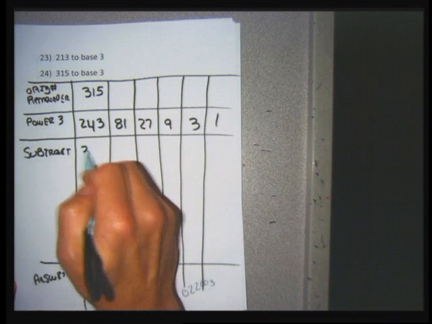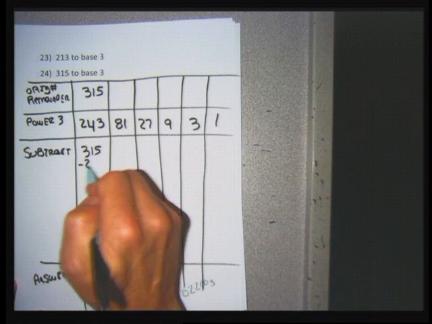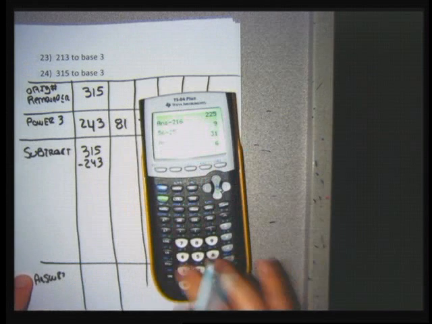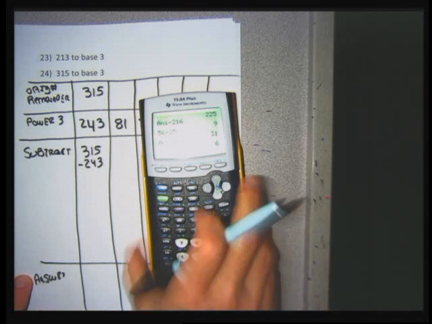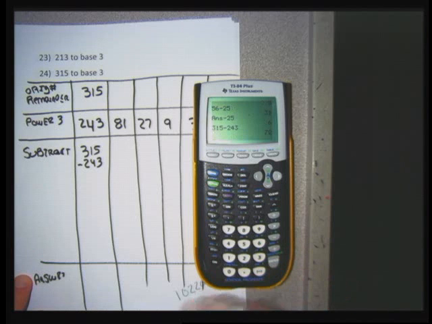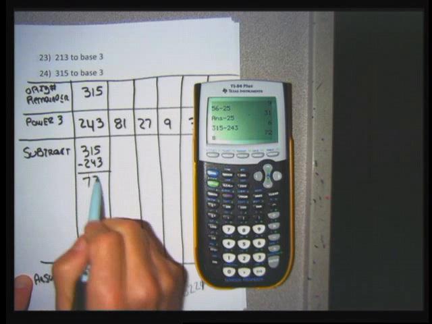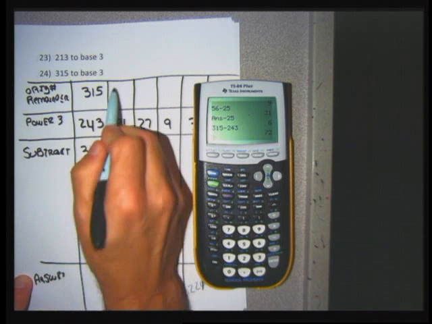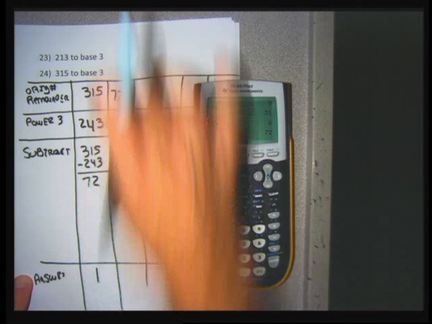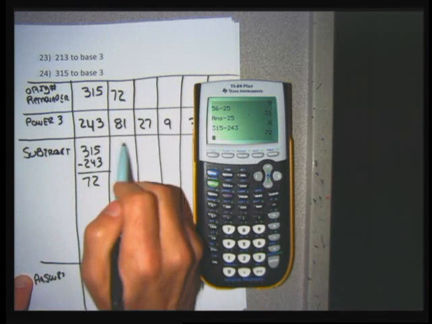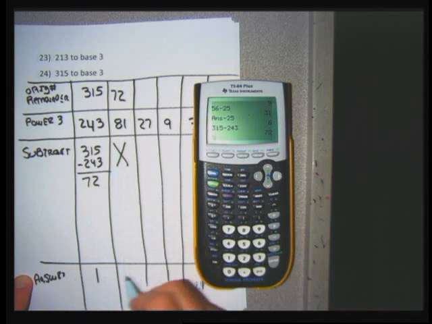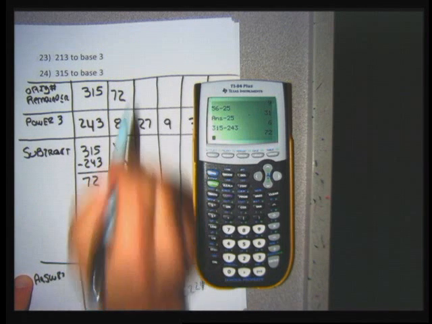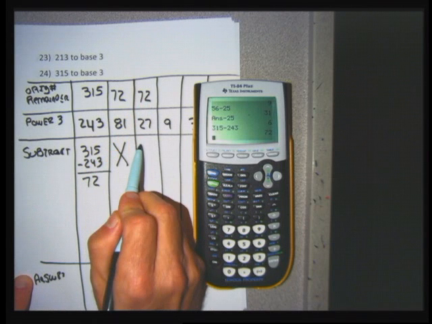I'm going to start off by subtracting 315 minus 243 equals 72. So I'm only able to subtract once, because if I subtract again I'd get a negative. I'm going to carry my 72 over. I can't go 72 minus 81 because it would give me a negative. So I'm going to write a 0 down there, because 72 minus 81 is negative. Bring my 72 over and start subtracting 27.